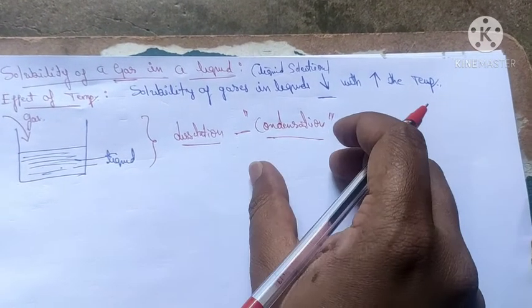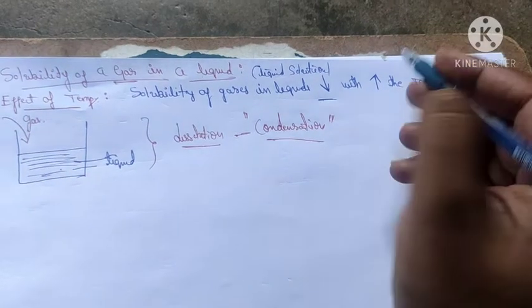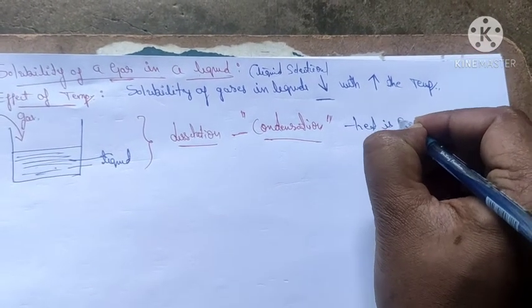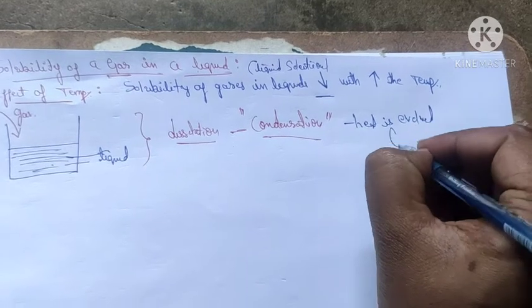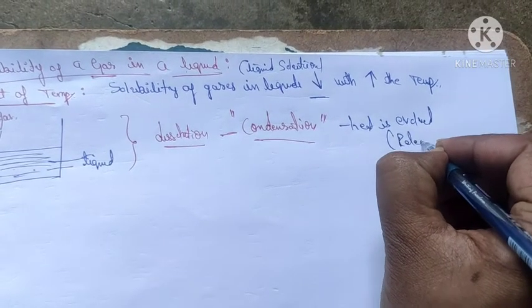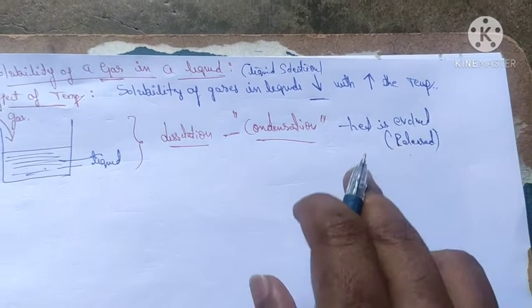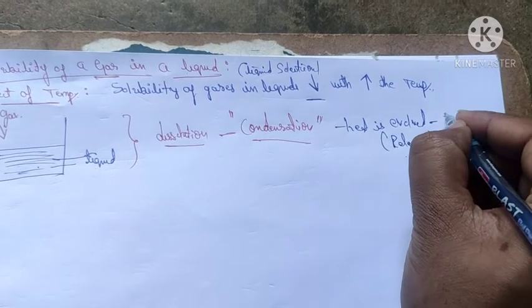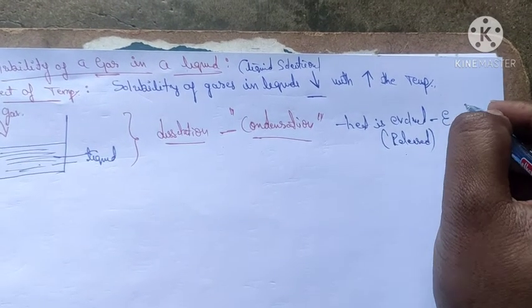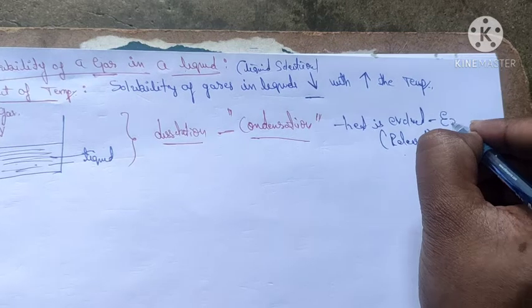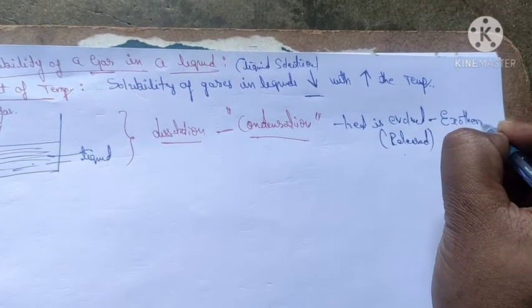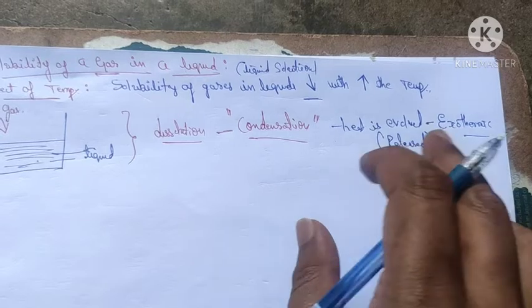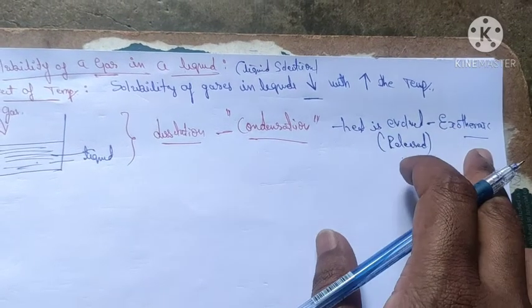Condensation means heat is evolved or released. Do you remember, when heat is evolved, the process is called what? Exo or endo? Exothermic process. Heat absorbed is endothermic, heat evolved is exothermic.